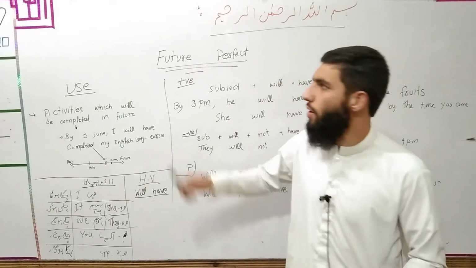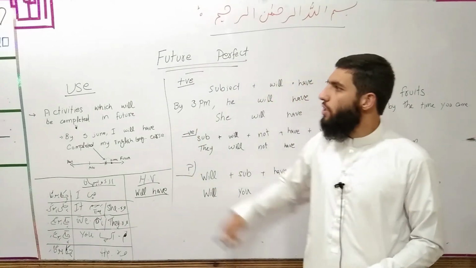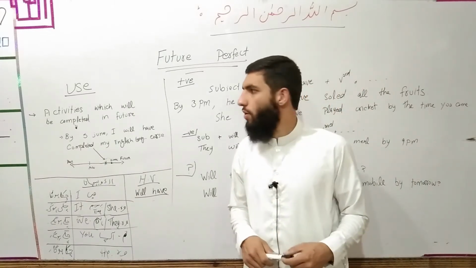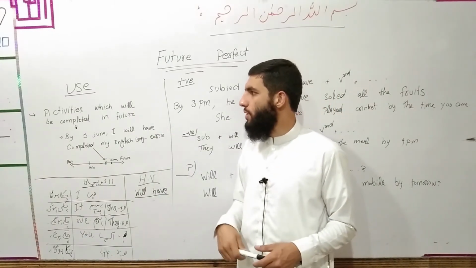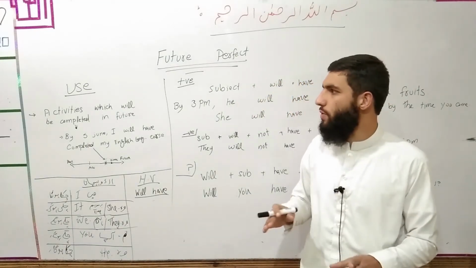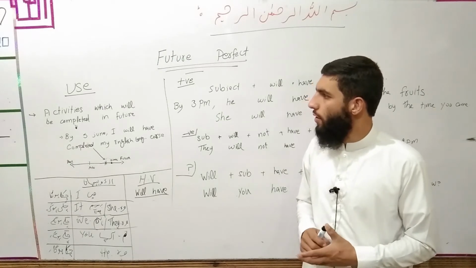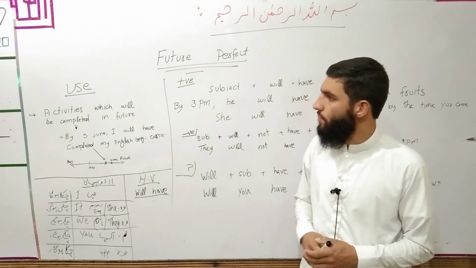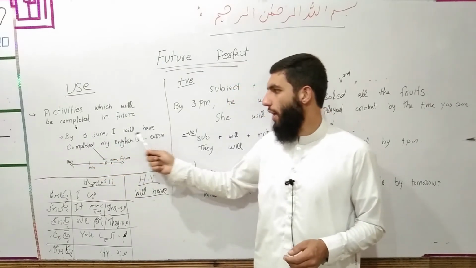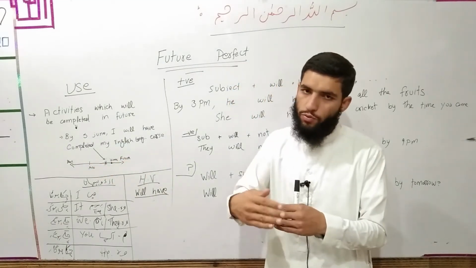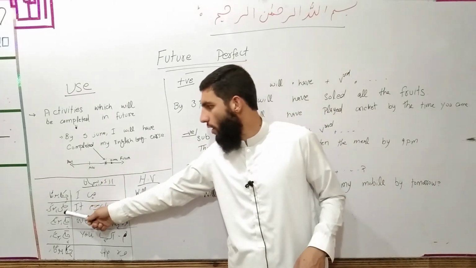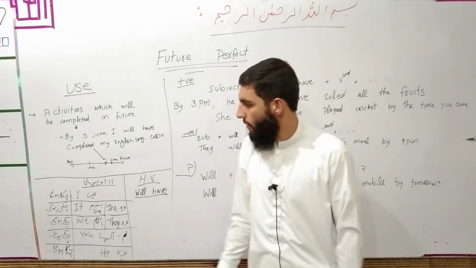So we have learned about the future perfect tense, which is used for activities which will be completed in the future. For example, by 5 June I will have completed my English course.